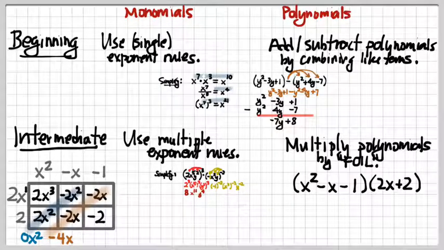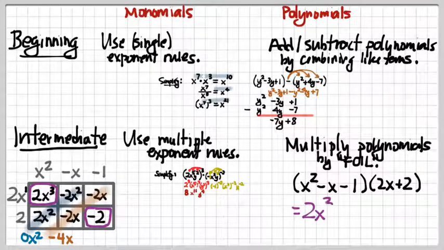And so then I still have my 2x cubed and my minus 2 that didn't have a like term to combine with, and so they just carry through into my answer. And so my answer here then is 2x cubed plus 0x squared, so I won't write that, minus 4x minus 2.